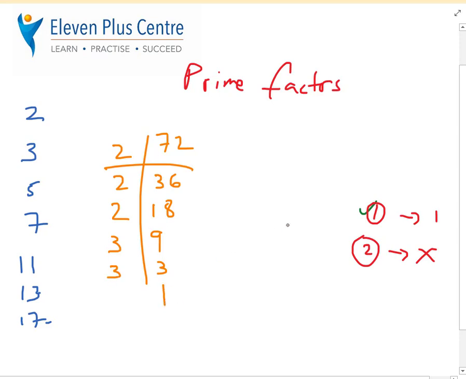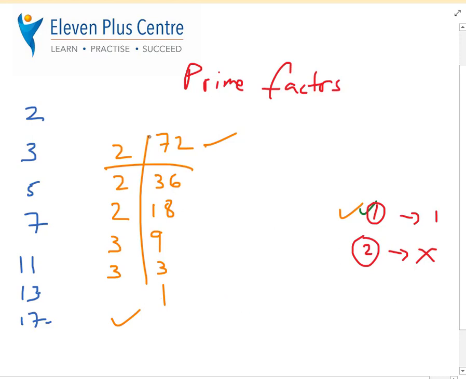So we've ended with the 1, so that's a good sign. And now let's multiply these together. 2 times 2 is 4. 4 times 2 is 8. 8 times 3 is 24. And 24 times 3 is 72. So we're quite confident that we've got the correct answer. Okay.